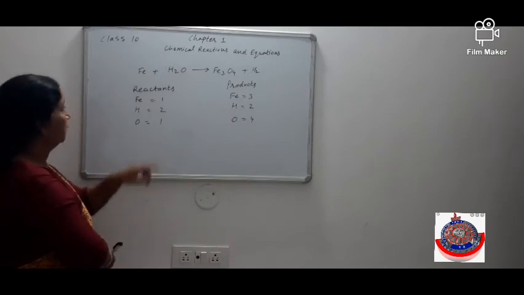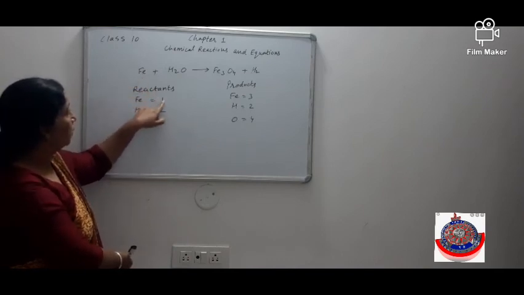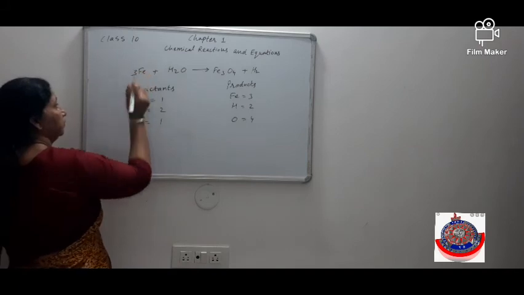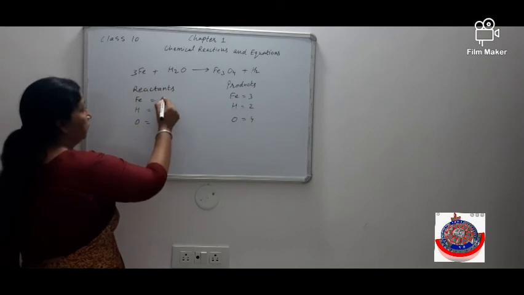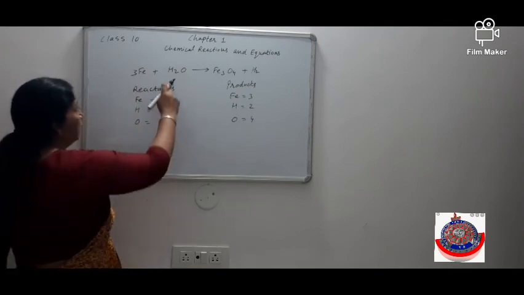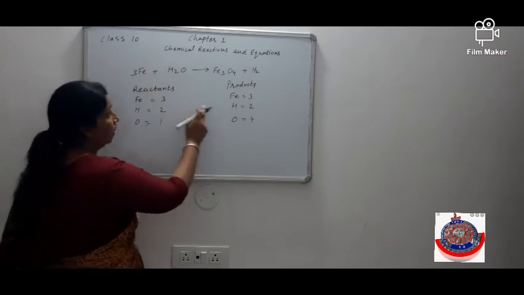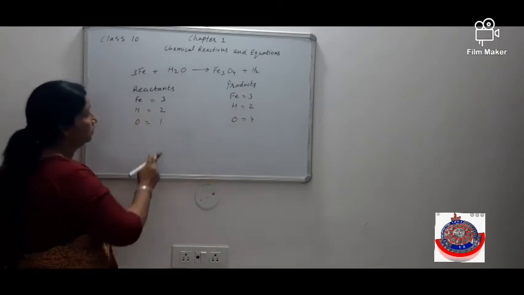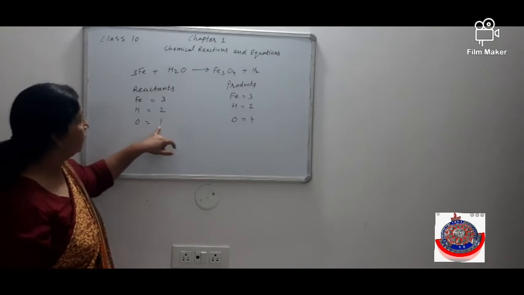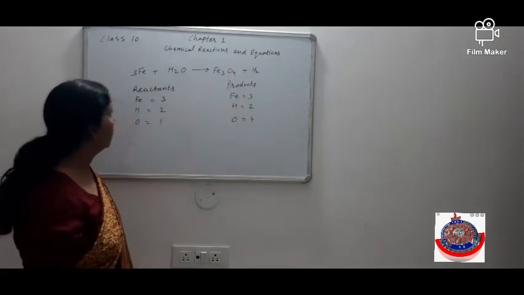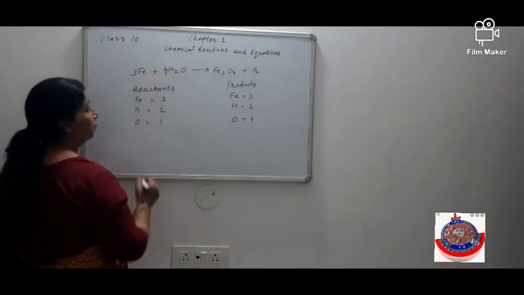To balance it, iron first of all, as iron is a metal. Here 1, here 3, balance it. Put 3 before iron. So now iron is balanced. Now we will balance the hydrogen. Here hydrogen 2, there hydrogen 2, already balanced. Now come to oxygen. Oxygen 1, but oxygen 4. So how will we do it? We will get oxygen 4 by putting 4.